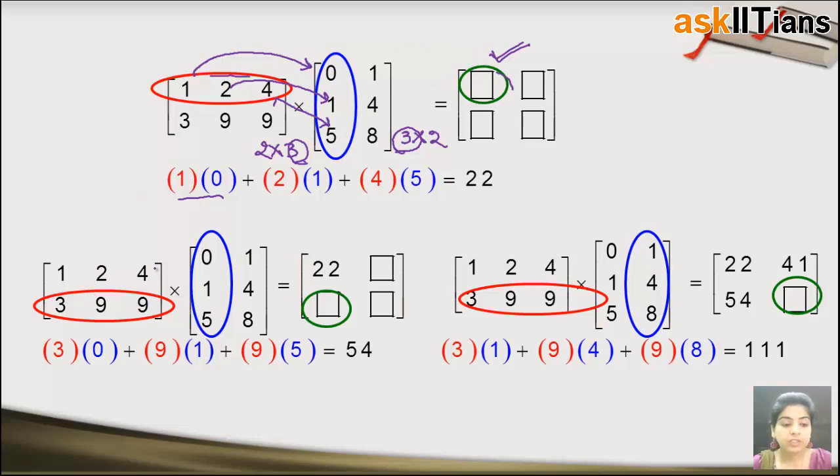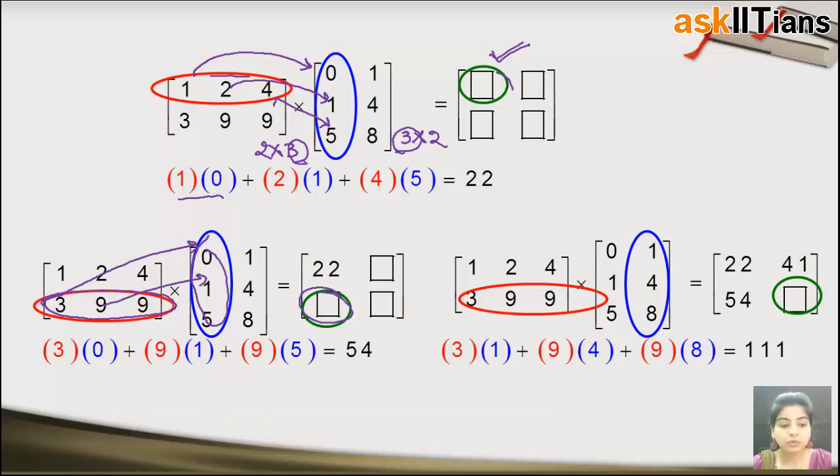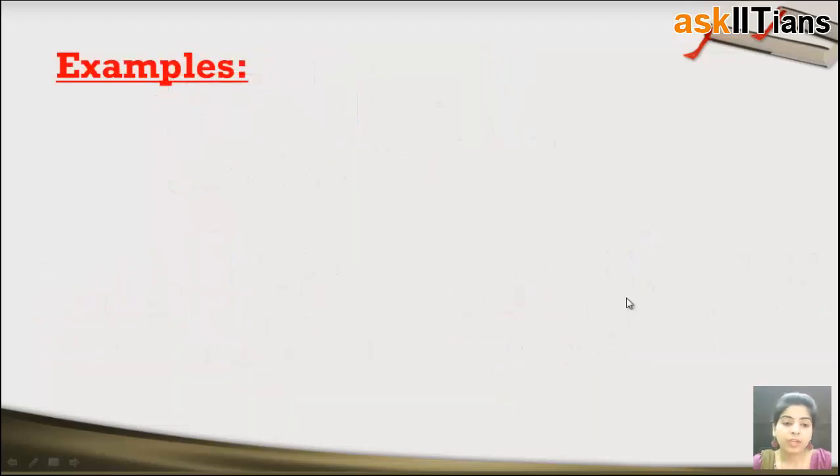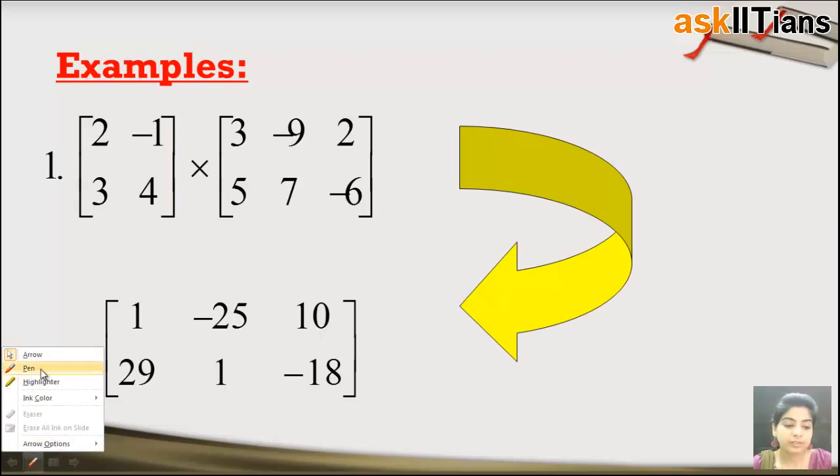Similarly, now I proceed further. If I multiply the elements of this row with the elements of this column, that will give me the first element of the second row. So we have 3 into 0 plus 9 into 1 plus 9 into 5, which will give me this entry. Similarly, you can find the rest in this matrix as well. So now we have certain examples. How do I multiply these two matrices?